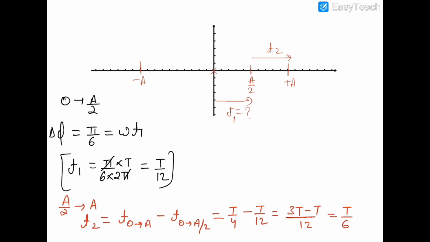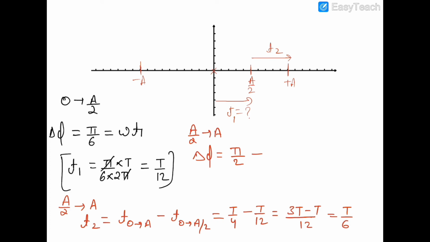So we can also find out this time by our method, which is delta phi equal to omega t2. So if we say that the particle, when it moves from a by 2 to a, then the change of phase. So let us see that when the particle has moved from 0 to a, then the phase changes by pi by 4, in fact pi by 2, and minus.